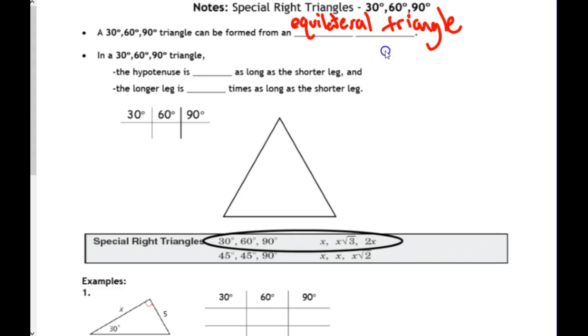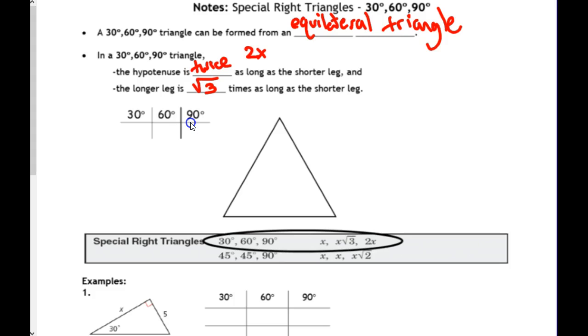Basically, you take an equilateral triangle, cut it in half. What does equilateral mean? All sides and all angles are equal. So let's fill in these blanks. The hypotenuse is twice as long, or 2 times as long as the shorter leg. And the longer leg is square root of 3 times as long as the shorter leg.